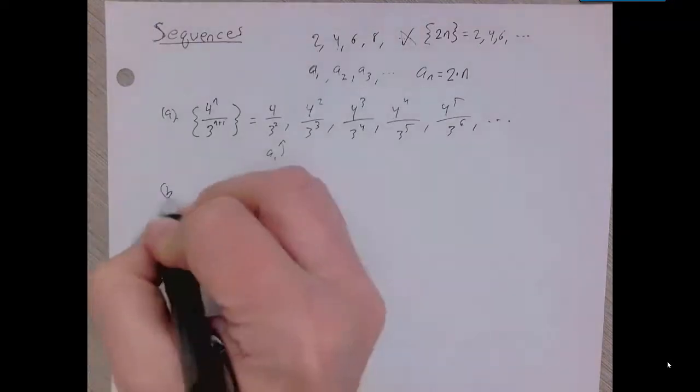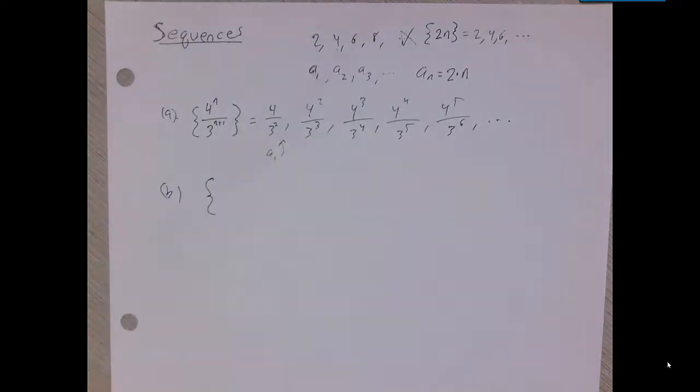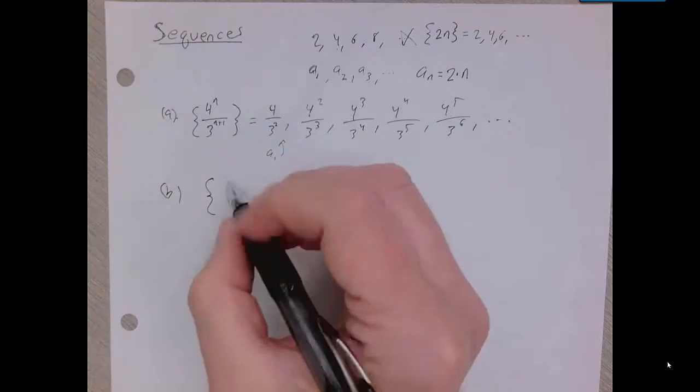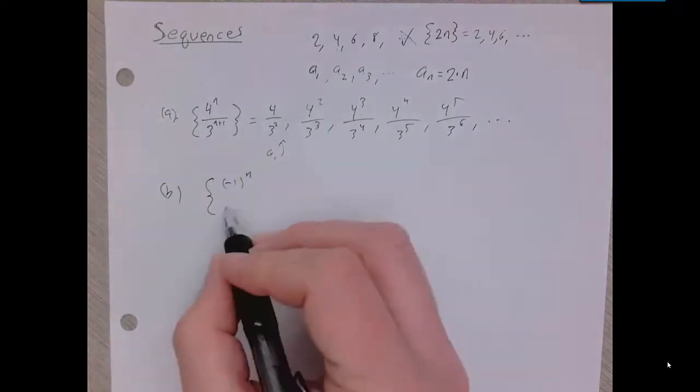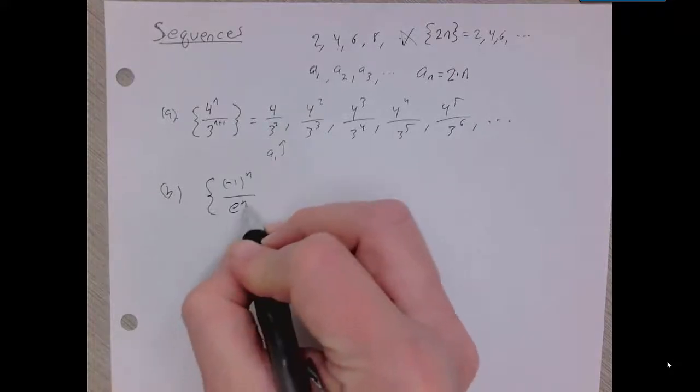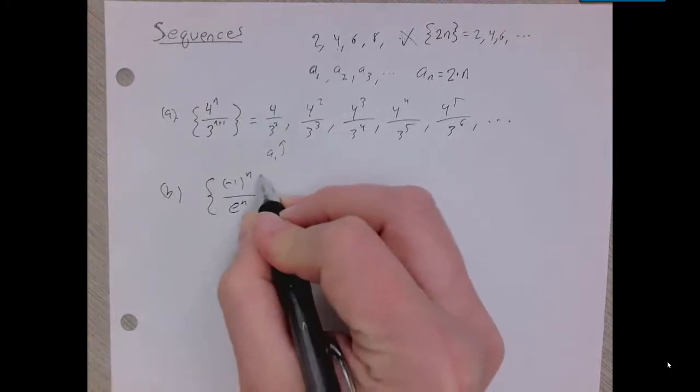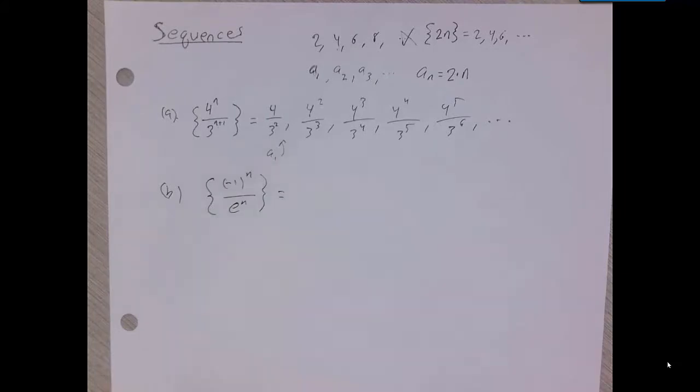Okay, let's try one more just to make sure you've got it. And this will also illustrate a very common pattern you'll see. So let's say I've got negative 1 to the power of n over e to the n. Go ahead, give it a think. What are the first 5 terms?